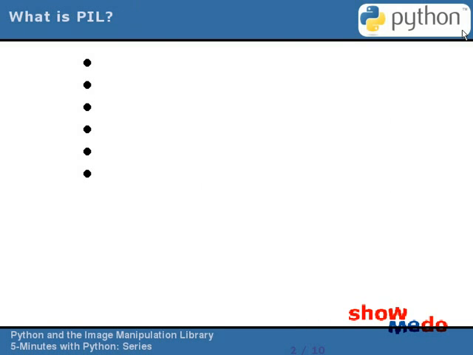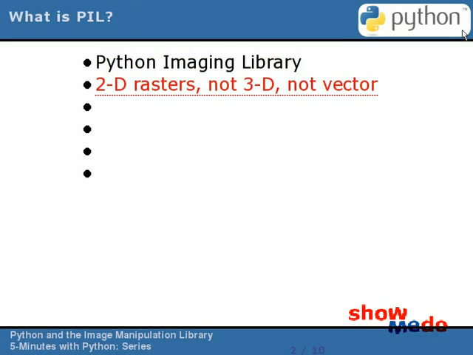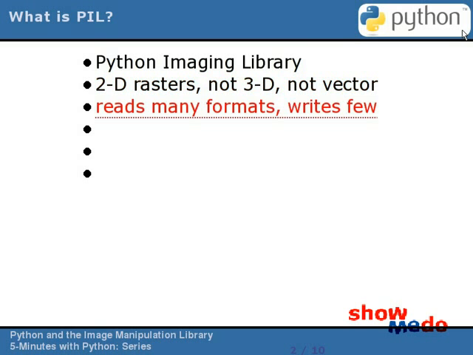First, let's get the name straight. PIL, P-I-L, is the nickname for the Python imaging library, but is referenced in your programs as the module Image. PIL provides for the manipulation of two-dimensional raster or pixel-based images, not three-dimensional nor vector graphics, although we'll see with its PostScript support some aspects of vector graphics.